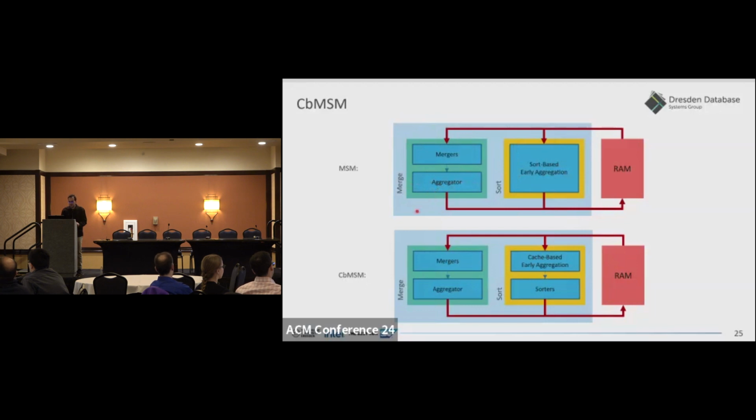Now, the way we modified this, and we call the new platform cache-based MSM or CBMSM, is instead of this sort pipeline that previously used sort-based early aggregation, which I explained earlier, we now use cache-based early aggregation, this new architecture that I just introduced. And that's basically it, right? We still need some sorters because the aggregation algorithm still needs to perform sort, merge, and then aggregate. But now we use cache-based early aggregation.